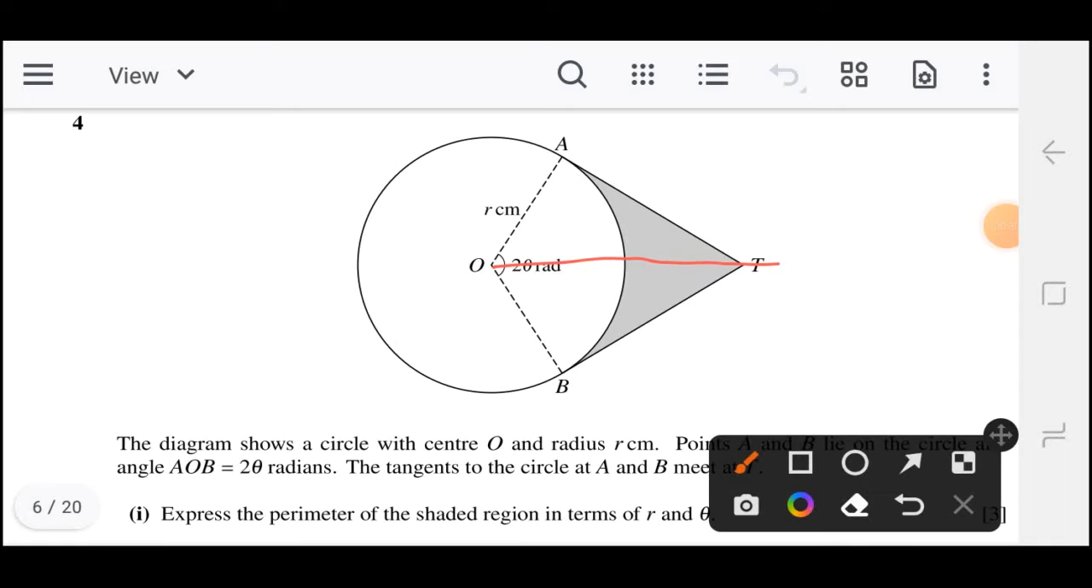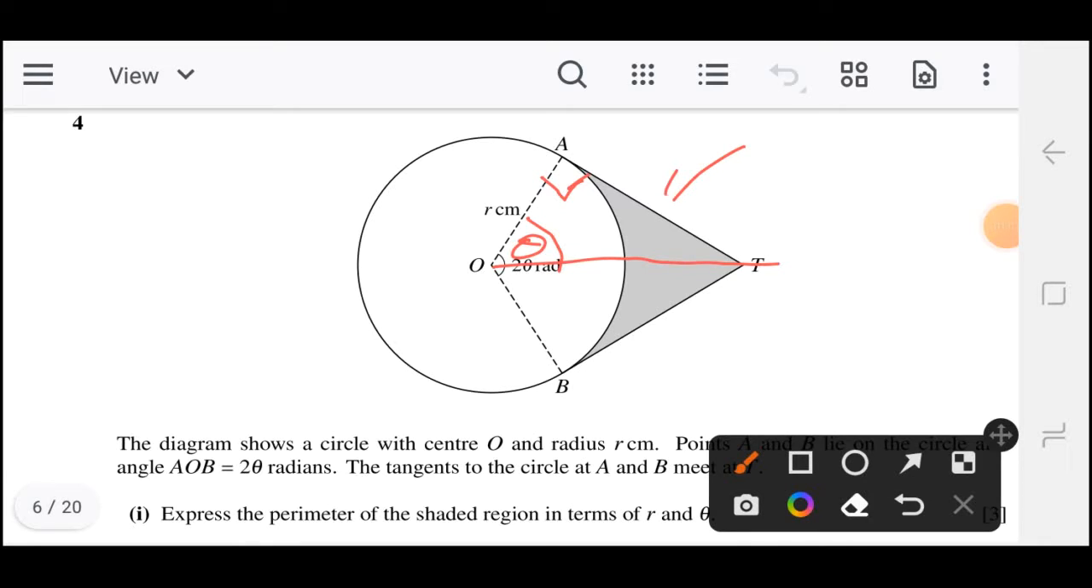Right. Now let's bear in mind that R is a radius and AT is a tangent to the circle. So the two will meet at 90 degrees. There is 90 degrees where the radius meets the tangent. So this angle here is theta, since we have divided 2 theta by 2, that angle there is theta.